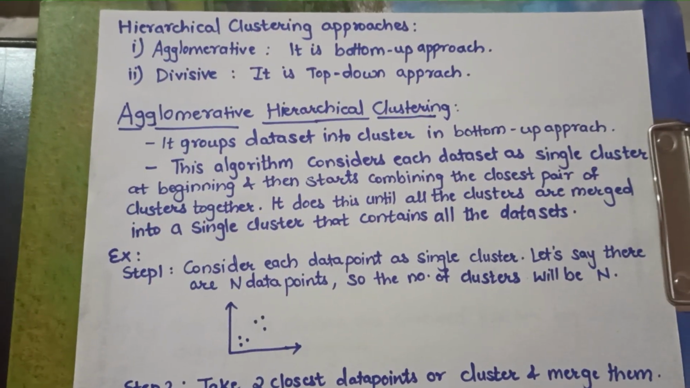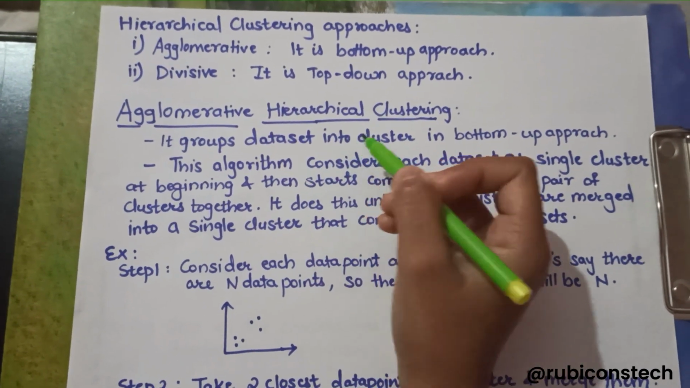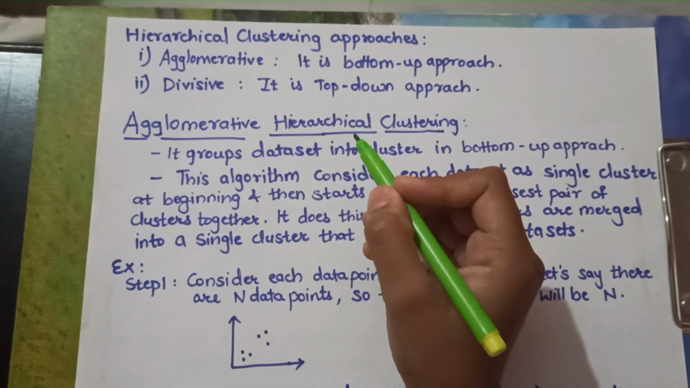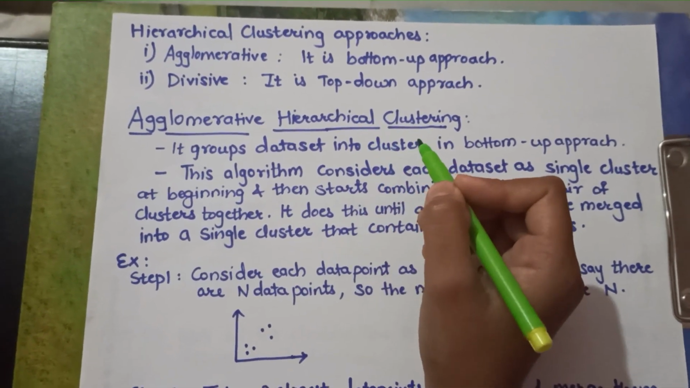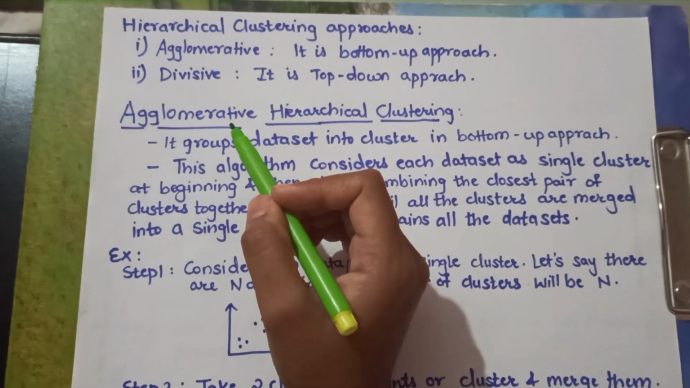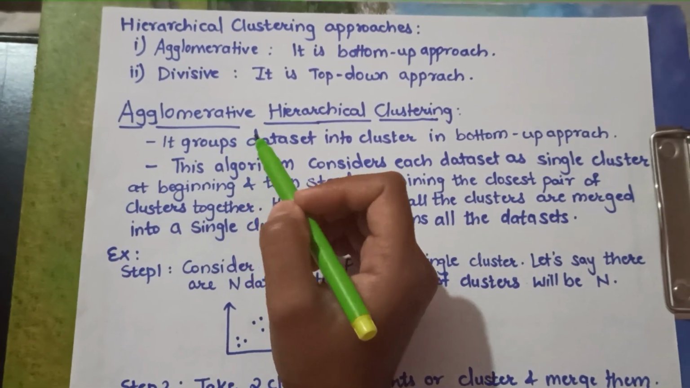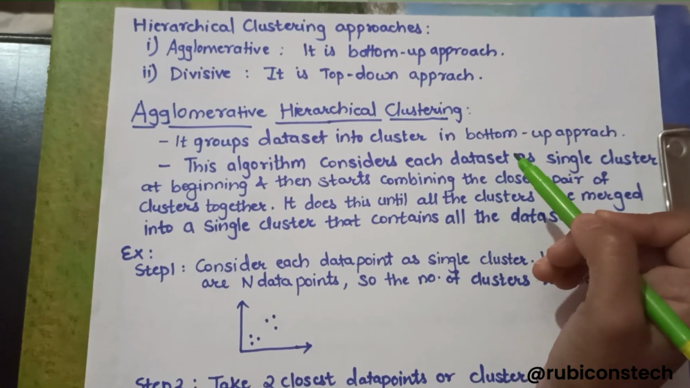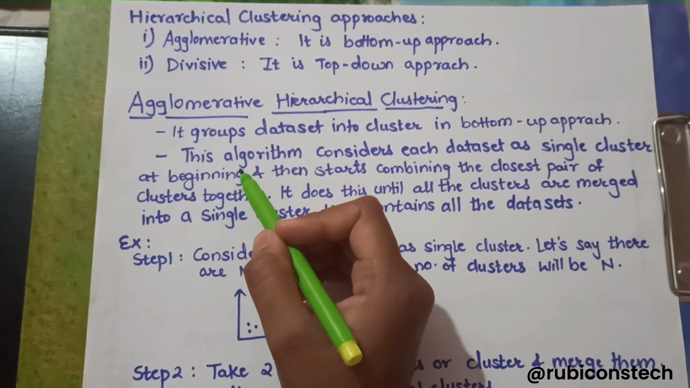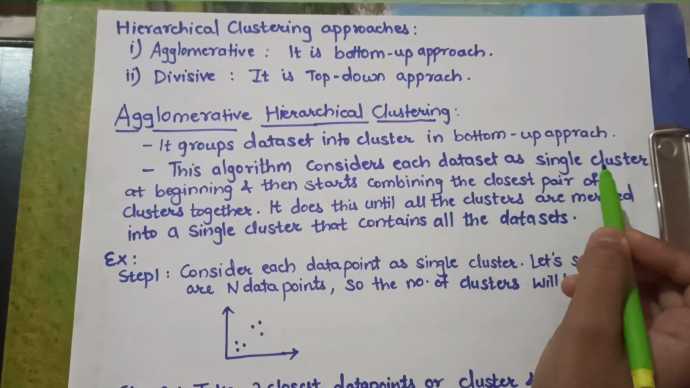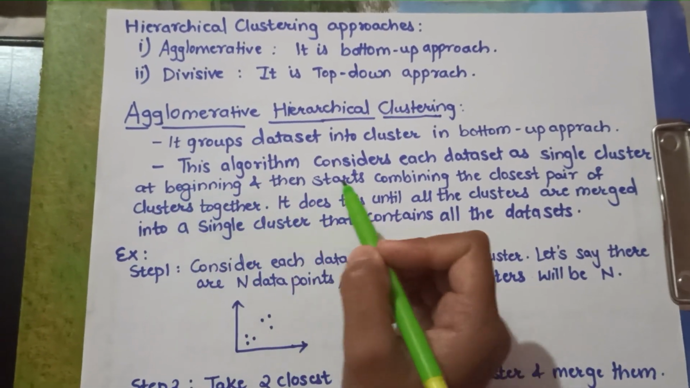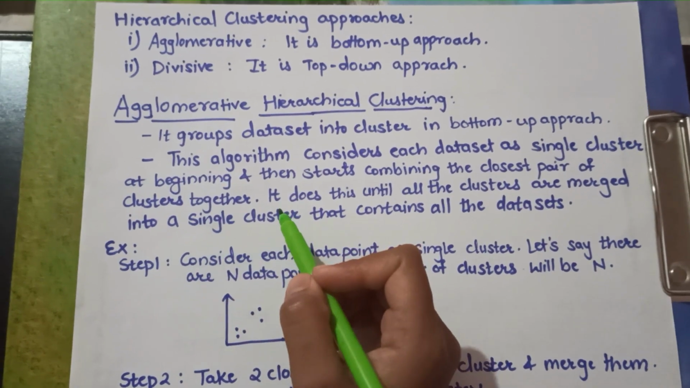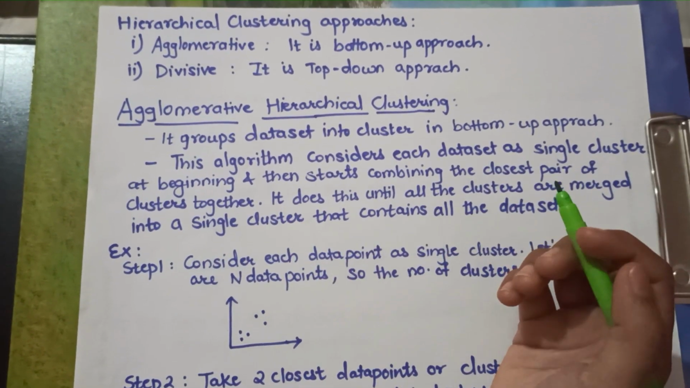Now we will see what the agglomerative hierarchical clustering approach is. This is one of the popular applications of the hierarchical clustering algorithm. What does it do? It groups the data set into clusters in a bottom-up approach. This algorithm considers each data point as a single cluster at the beginning and then starts combining the closest pair of clusters together. So what does this mean?